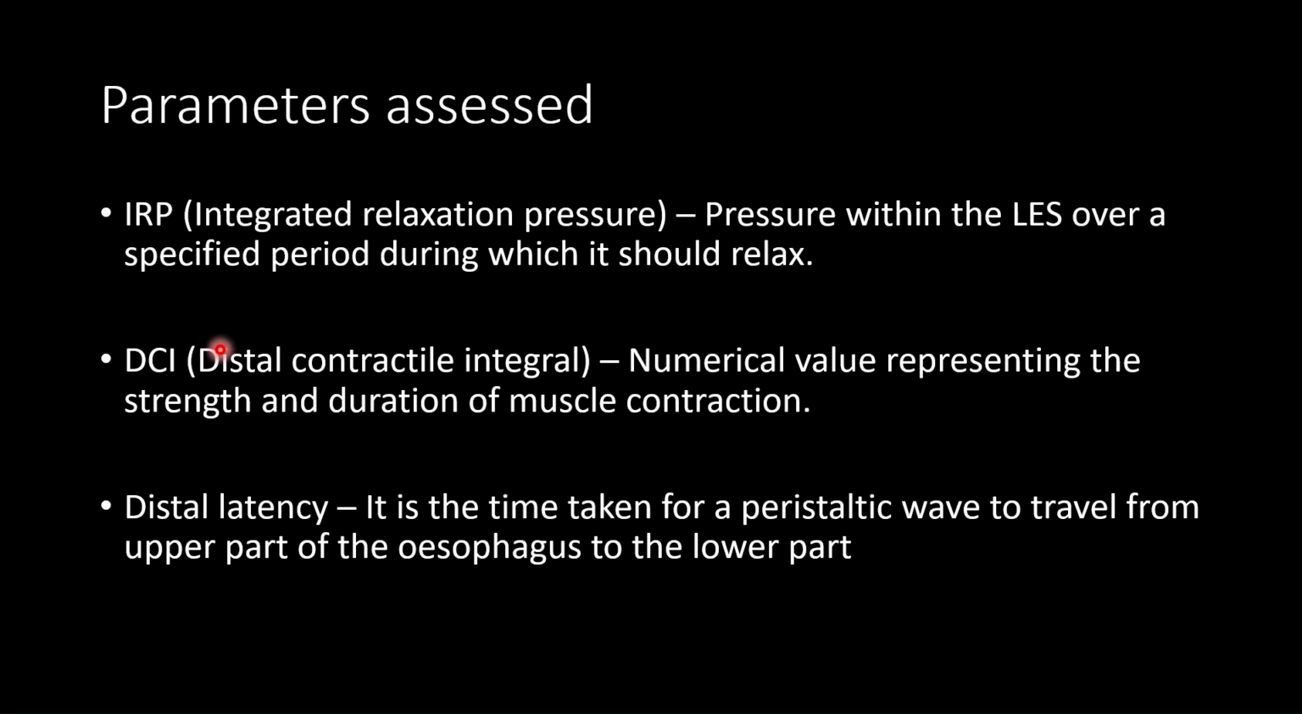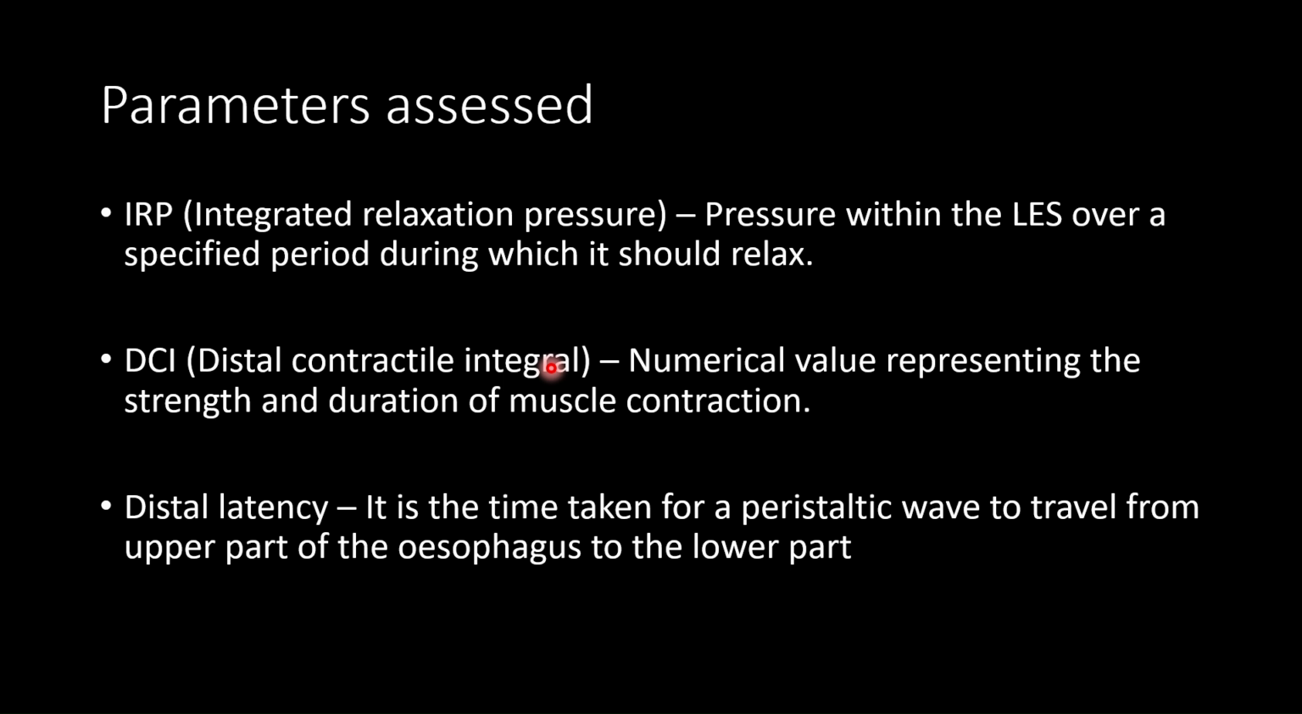Now, the second entity is the DCI, which is the distal contractile integral. DCI is a numerical value which represents the strength and duration of contraction. Contraction where? In the lower esophagus. So it basically tells us with how much strength the muscle is contracting. If the value is low, it means the contraction power is low. That is a weak contraction, seen in conditions like ineffective esophageal motility. If the value is high, that is an excessively strong contraction. It may be seen in conditions like diffuse esophageal spasm and hypercontractile esophagus. Normally, it should be less than 8,000 millimeters of mercury. If it is greater than 8,000, it indicates hypercontractile esophagus or the nutcracker esophagus.